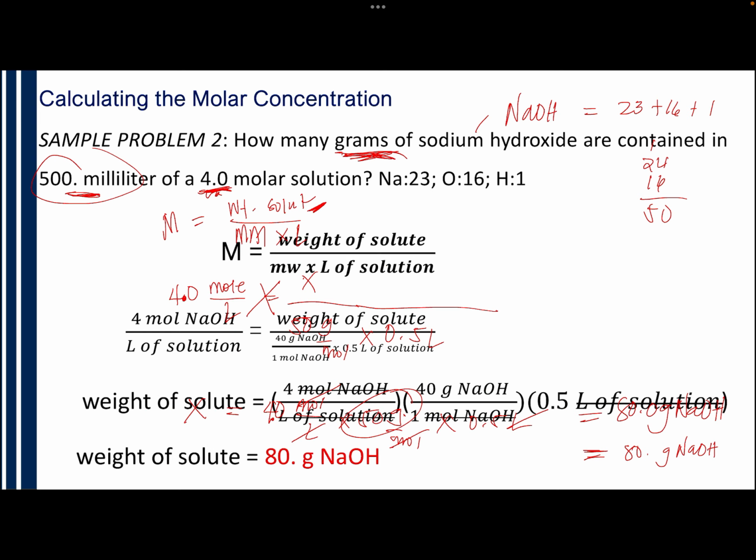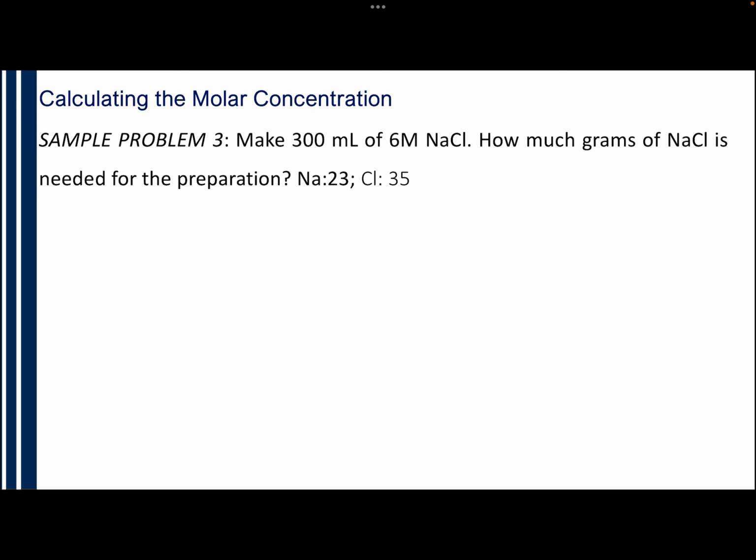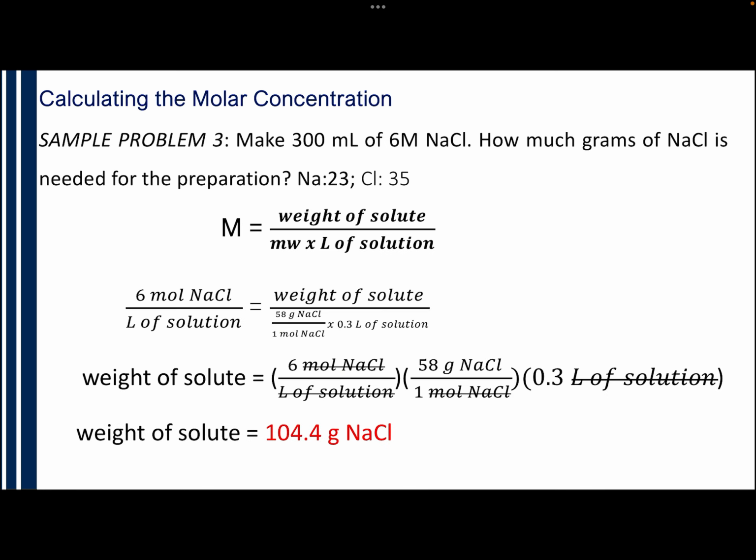Okay. So kani similar lang gihapon ato. So we will use the formula, this one na formula, and then since naa na tayo given na molarity, so we have molarity and then the molar mass of NaCl then the liters of solution, then we can calculate the weight of solute.